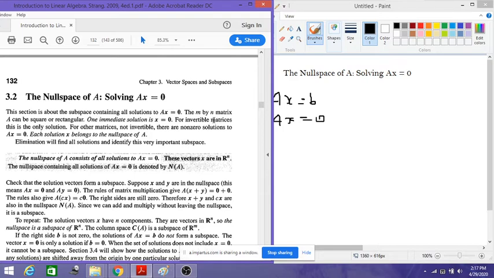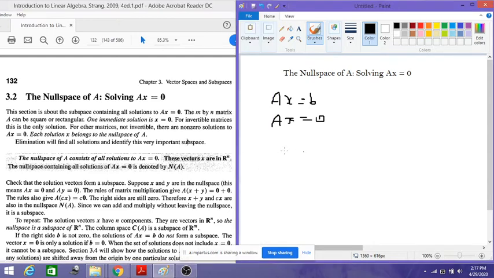So now here we have an m by n matrix that is defined by A. It may be a square matrix or it may be a rectangular matrix, and one immediate solution is that we can define x equal to 0, and for an invertible matrix this is the only solution. So now let us write the definition of the null space here.